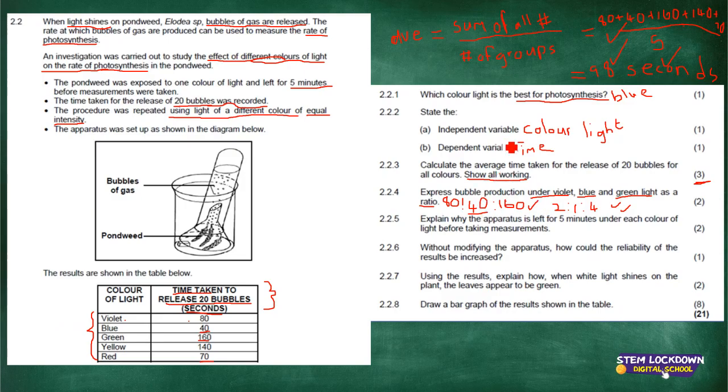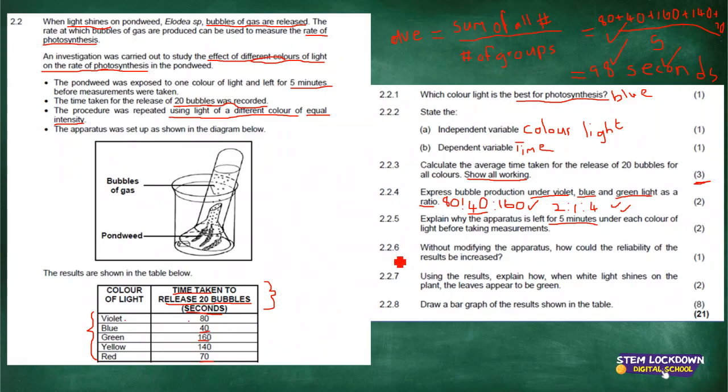Okay, so question 2.2.5 reads, explain why the apparatus is left for 5 minutes under each color of light before taking measurements. So guys, the reason for this is to allow the plant to adjust, okay? It's basically adjusting to the new rate of photosynthesis, because the rate of photosynthesis under violet light is not equal to the rate of photosynthesis that will happen under blue light. So that is just basically to help the plant adjust to the rate of photosynthesis. That is why the apparatus is left for 5 minutes under each color of light before taking measurements.